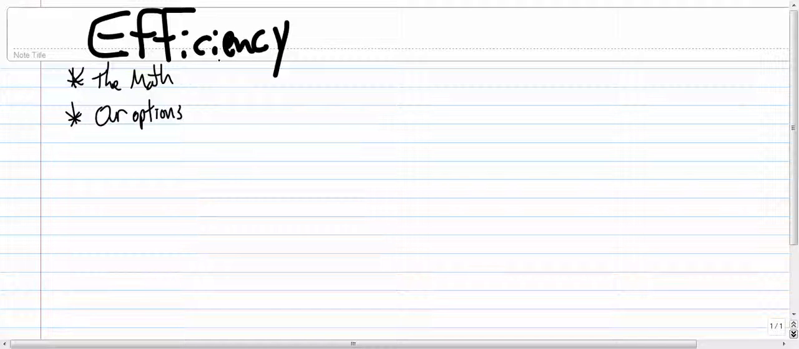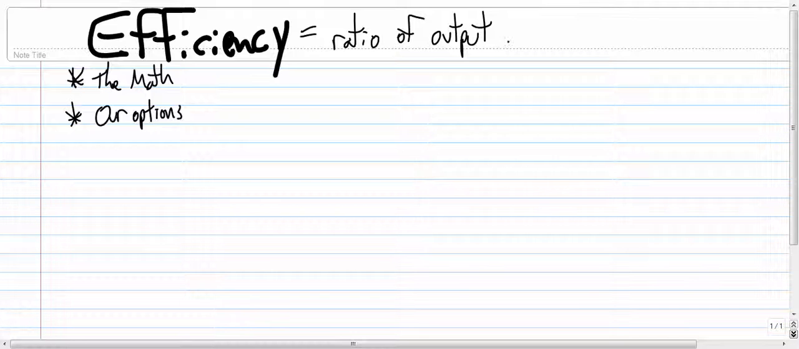Efficiency is a mathematical concept, but don't be scared. It's just a simple division problem. Efficiency is a ratio. And a ratio means a fraction, one thing divided by something else, or one thing compared to another thing. Efficiency is a ratio of what you get out of a machine, we call that the output, to what you put into a machine. And not surprisingly, we call that the input.